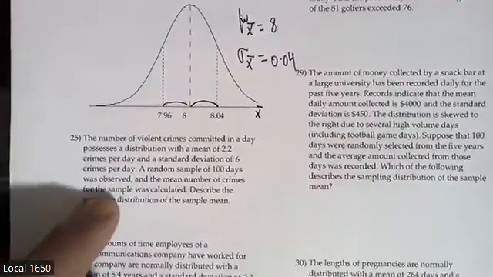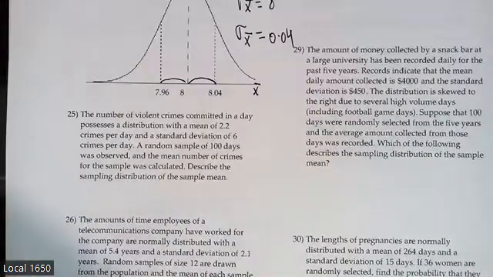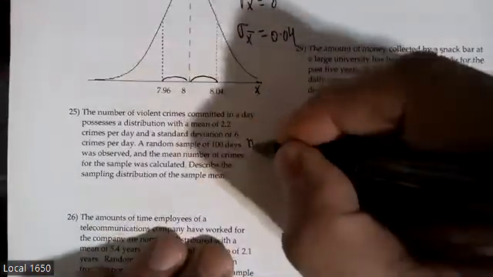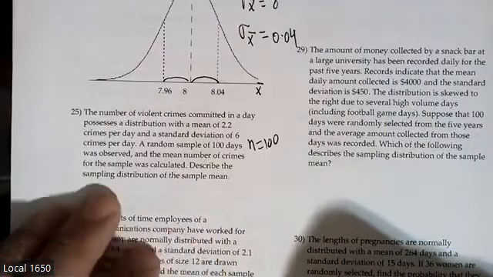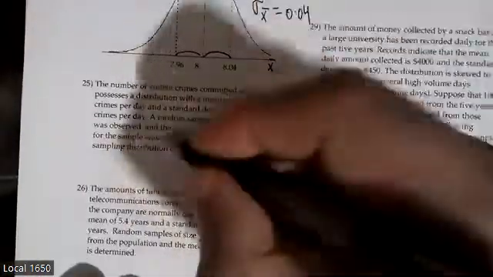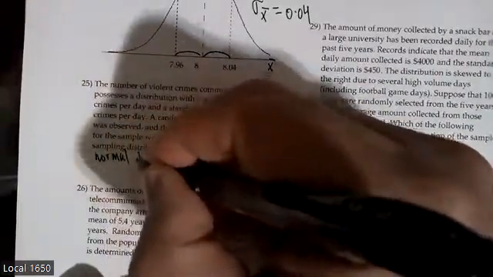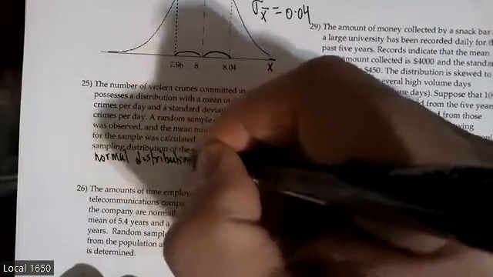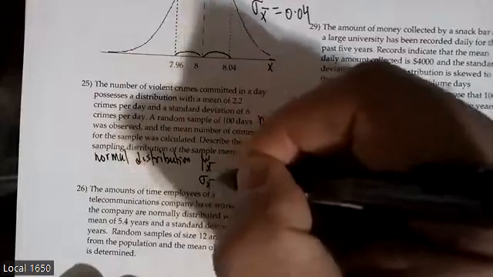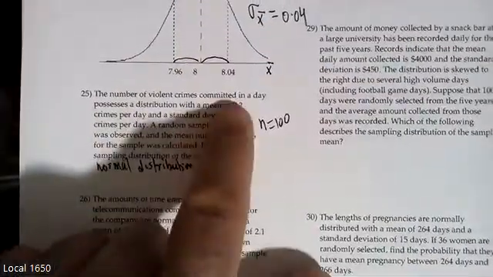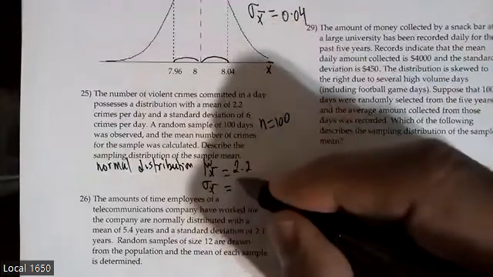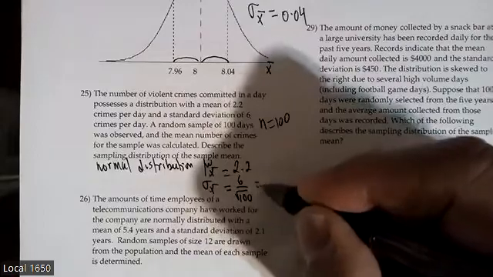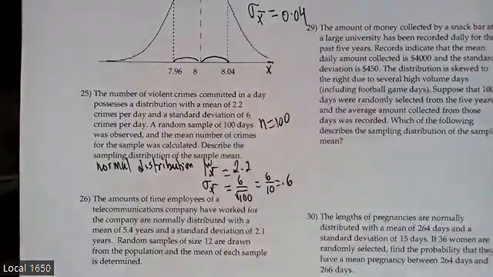25. Same question as before, you're going to see. Number of violent crimes committed possess a distribution with a mean of 2.2 and standard deviation of 6. Now we're working with a sample of size 100. So n is 100. And the mean number of crimes from the sample was calculated. Describe the distribution of the sample means. The new distribution will be a normal distribution, but a narrower curve. We need the mean and the standard deviation. The mean will be the same as the original mean, which is 2.2. And the standard deviation, guys, will be 6 divided by the square root of 100, which is 6 over 10, which is 0.6. Done.